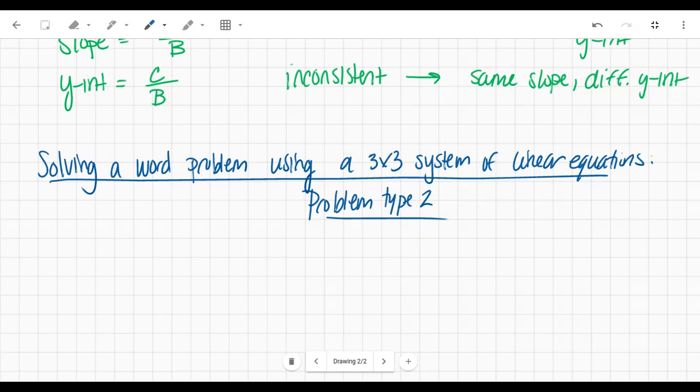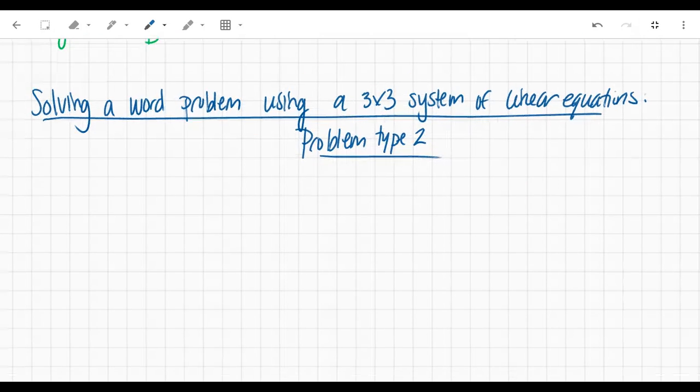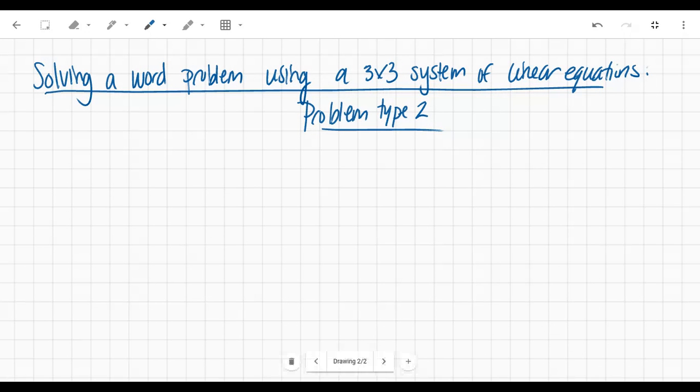Excuse me, I need some water. We've done 2x2 word problems, so now we're doing 3x3 word problems. Okay, they can be a little bit overwhelming, so if you need help setting them up, just let me know.